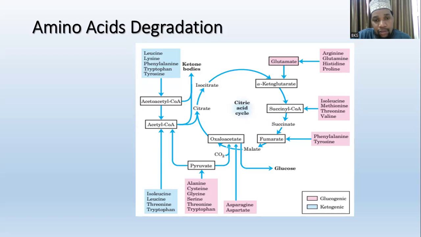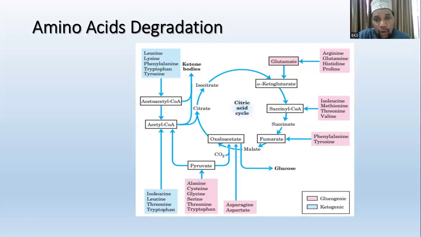So pyruvate carboxylase, we'll talk about pyruvate carboxylase. What pyruvate carboxylase does is add one carbon, in the form of a carboxyl group, a highly oxidized carbon, to pyruvate to form oxaloacetate. Oxaloacetate can now be used for the synthesis of glucose, because it can be converted to phosphoenolpyruvate by another enzyme called phosphoenolpyruvate carboxykinase. We will also see this carboxykinase reaction shortly as an example of a one-carbon transfer reaction.